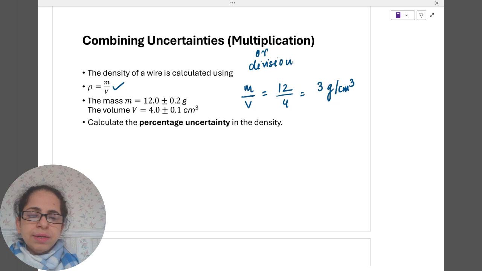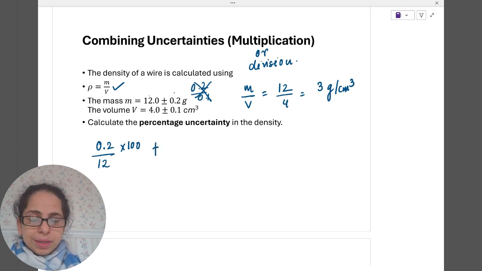you cannot handle it with the absolute uncertainty. You cannot just divide 0.2 by 0.1. That would be wrong. So what you do is you calculate the percentage uncertainty first in mass. That's the percentage uncertainty in the mass, 0.2 divided by 12. Then you add, it's in division, but you still add. It would be 0.1 divided by 4 times 100. That would give you your percentage uncertainty in the density.